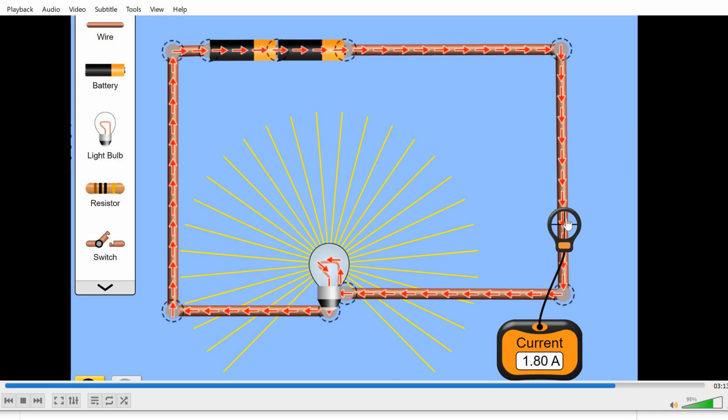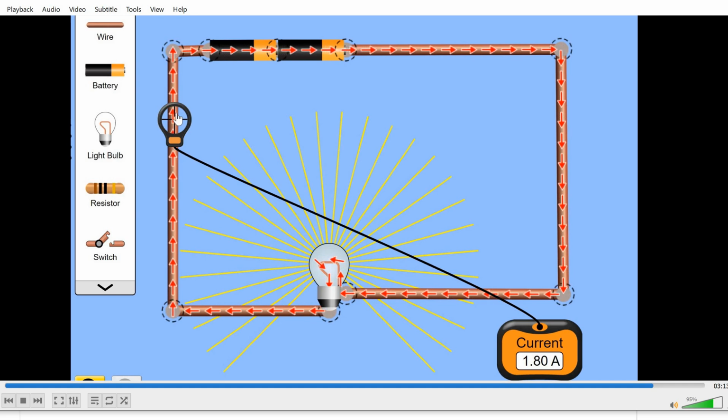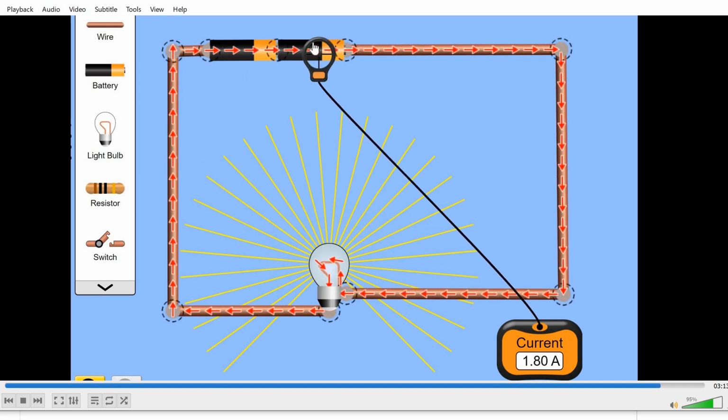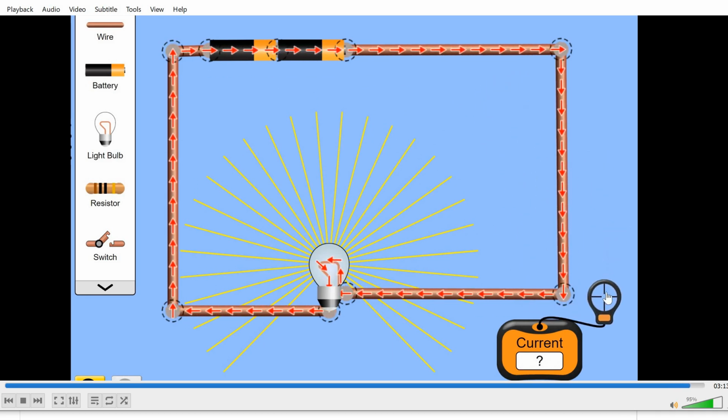However, the rule stays the same. Wherever you look in the circuit, current remains the same. It's only increased because we've increased the number of batteries. So that is rule number 1. Current stays the same anywhere in a simple series circuit.